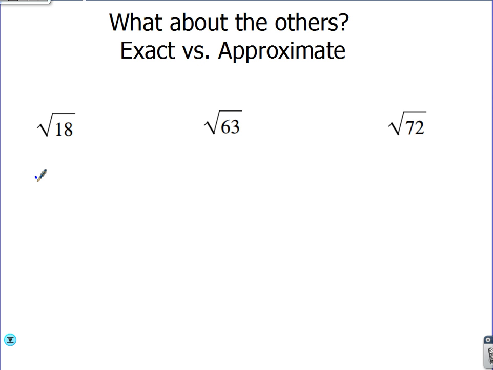2 and 9. So can I split the square root of 18 into the square root of 9 times the square root of 2? Yes. Because what is the square root of 9 times the square root of 2? Square root of 18. Now what can I do with that?